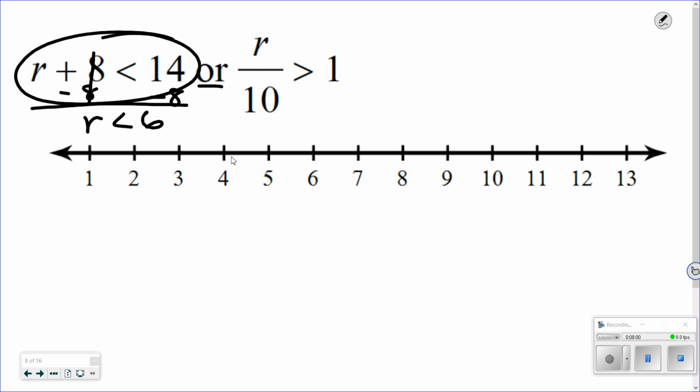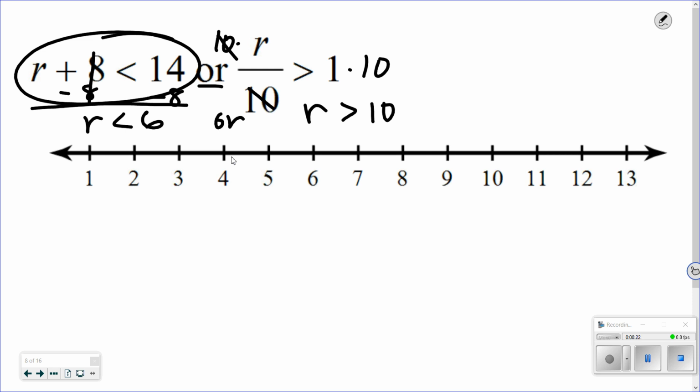Okay, over here on this side, R over 10 is greater than 1. Make sure you times by 10, right? Times by 10. So we get R is greater than 1 times 10, which is 10. So there's my problem. I can write the answer as R is less than 6 or R is greater than 10. And then down here I'm going to graph it.